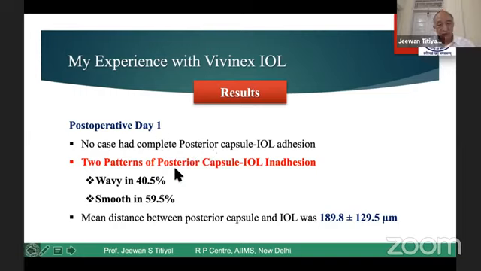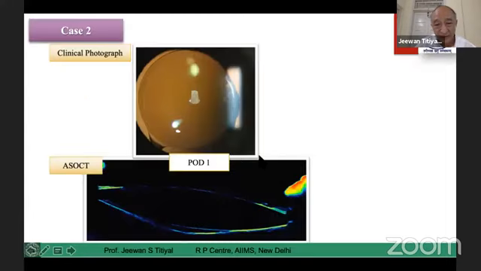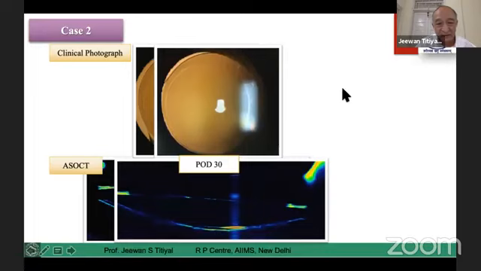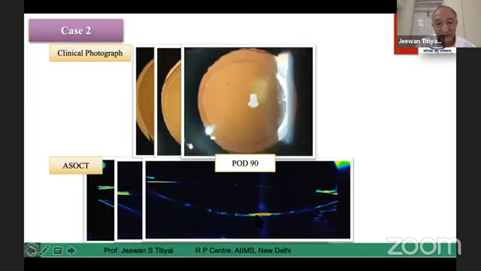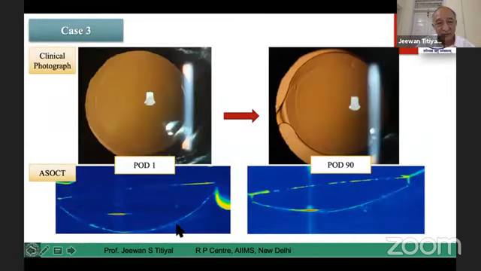Looking at the type of posterior capsule, we saw a wavy pattern in almost 41% and a smooth pattern in 60% of cases. The distance from the lens to the posterior capsule was around 200 microns on day 1. If you see here, on day 1 in some cases the distance was less. But if you see this patient at day 30, the distance has decreased. At day 90, it has already got attached to the posterior surface of the IOL.